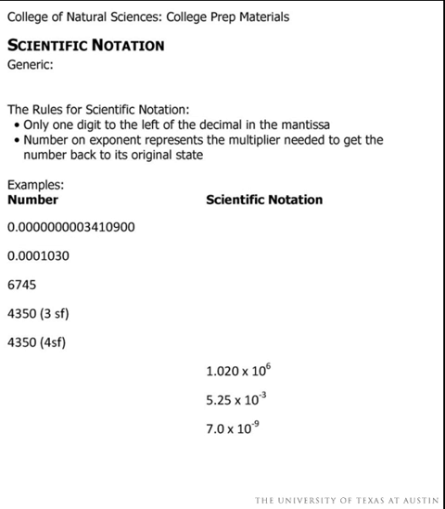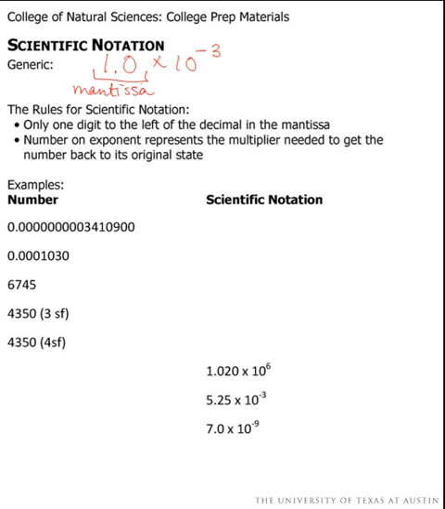So let's talk about scientific notation. Now there's a generic format to it that consists of two pieces. So I'm just going to write a number here, a generic number in scientific notation. The two parts are the mantissa.